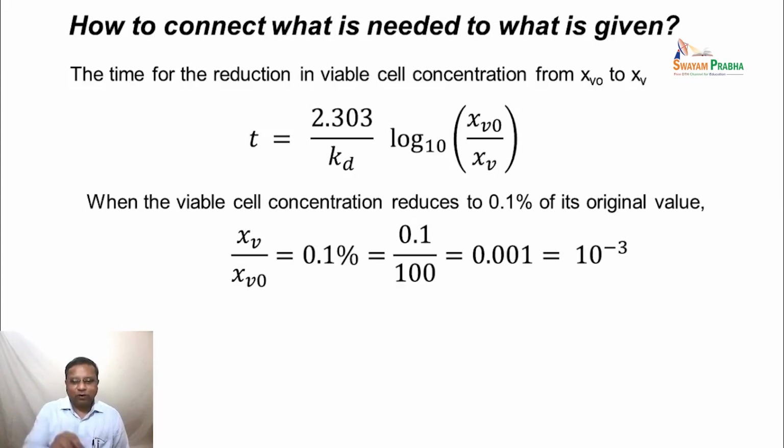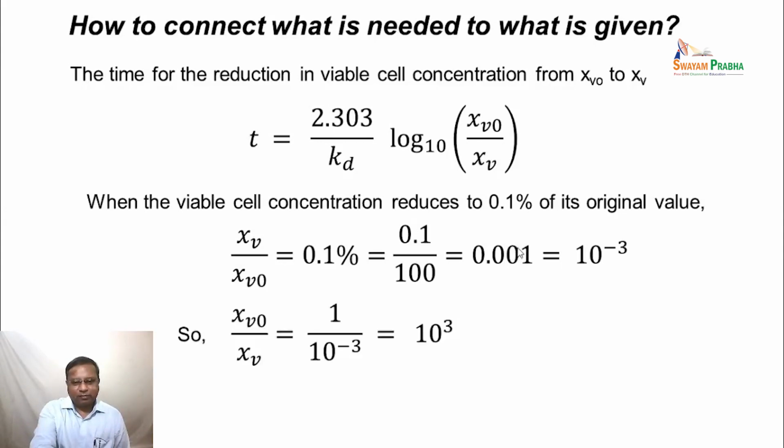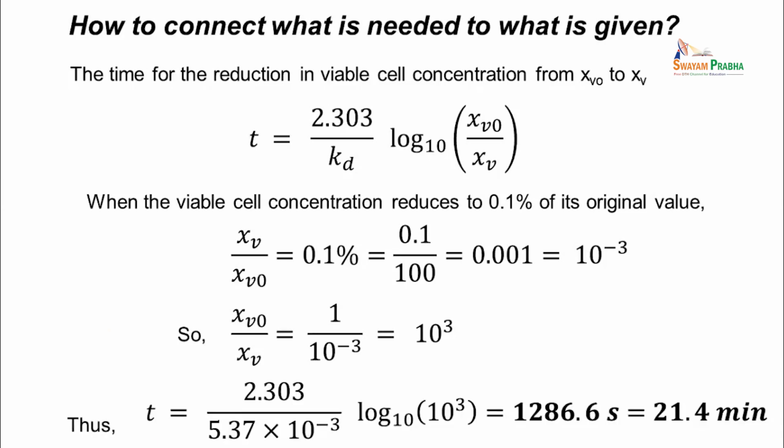This is percent. If we convert it into a fraction, this will turn out to be 0.1 by 100. Percentage is always out of 100, so when we need the fraction, we need to divide it by 100. This is 0.001 or 10 power minus 3. So xv0 by xv, if we flip it around, will be 1 by 10 power minus 3 or 10 power 3.